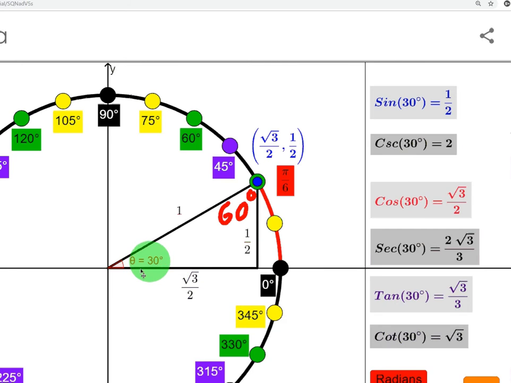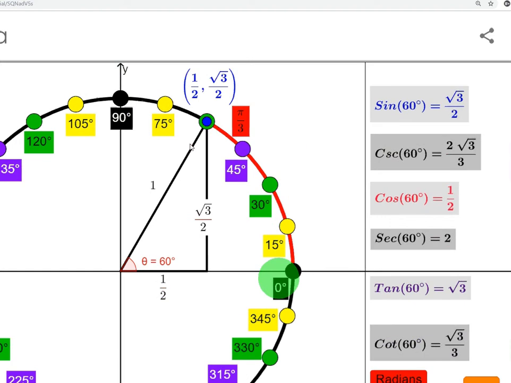Now, the pattern that I've noticed when looking at the unit circle, and you may have noticed already, is instead of starting at 30, what if we jump over to 60 and think about the cosine of 60? Well, the cosine of 60 would be the adjacent side 1/2 divided by 1, which is 1/2. What that means is that sine of 30 is the same as cosine of 60.